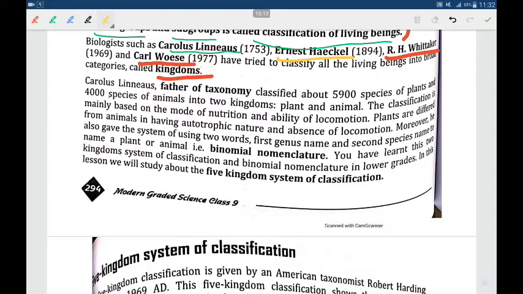While classifying the plants and animals, two names are given. First is the generic name and second name is the specific name. So while naming, two names are given. That's why this system is called nomenclature.